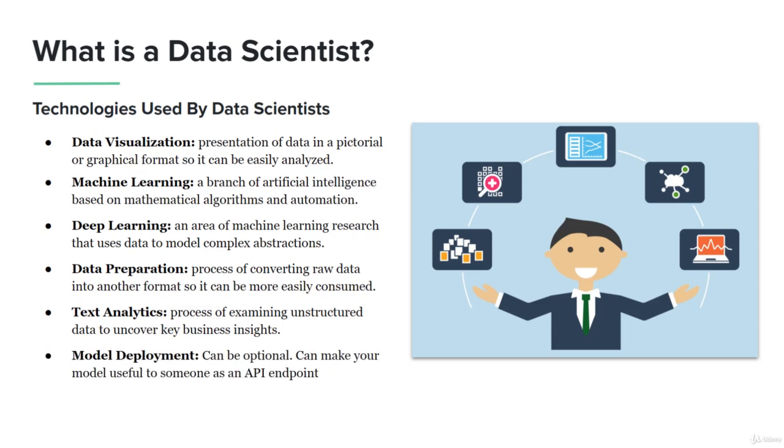And then the model deployment, this is optional, but depending on who you're working with or who your end client is, this can make your model useful to someone as an API endpoint, right? So this is where you can actually deploy your model for your stakeholders, for your clients, or whoever it is that you're working for, right? So that they can play with the actual model and see it in real time.